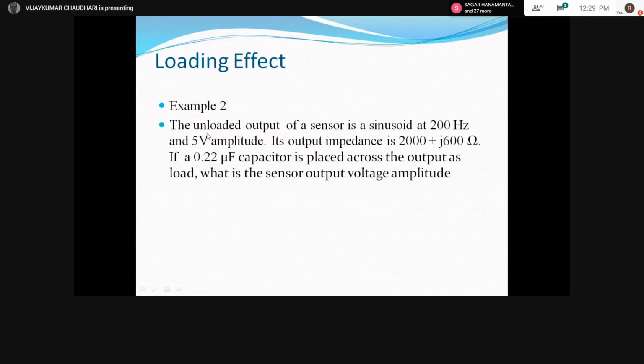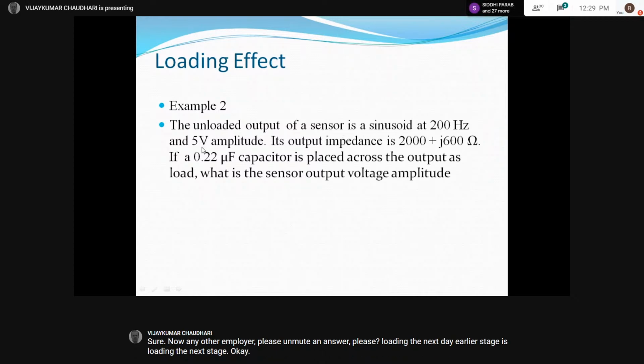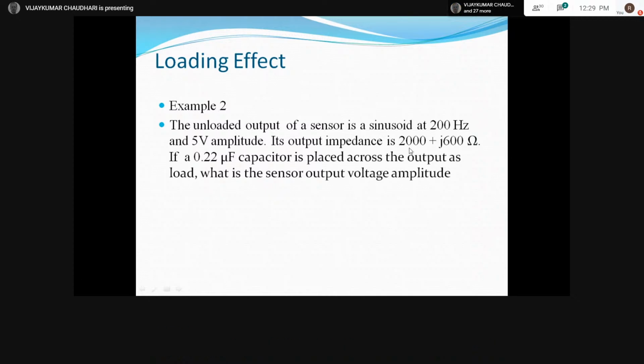What the example says: an unloaded output of a sensor is a sinusoid. Input is given to the sensor, some type of sensor, and the output is a sine wave. The frequency of the sine wave is 200 hertz, and the amplitude of the sine wave, RMS value, is given as 5 volt. Its output impedance is 2000 plus j600 ohm. Now this is the output impedance of the given sensor.